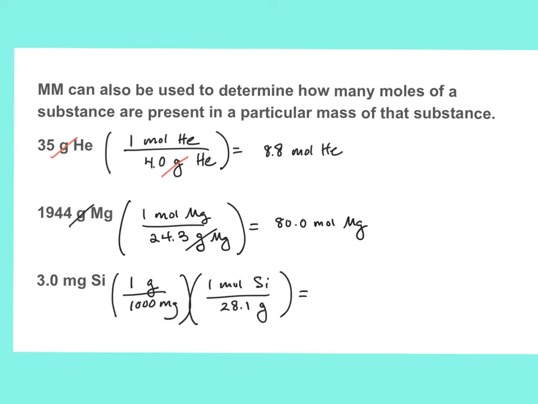In this example, I've thrown you a little bit of a curveball by giving you milligrams instead of grams. However, that's no big trick. You know how to convert. And so first step I do is to convert the milligrams to grams, and the second step is the mole conversion using the molar mass from the periodic table. And we get 1.1 times 10 to the minus 4 moles of silicon, or 0.00011 moles of silicon. Either way is fine.